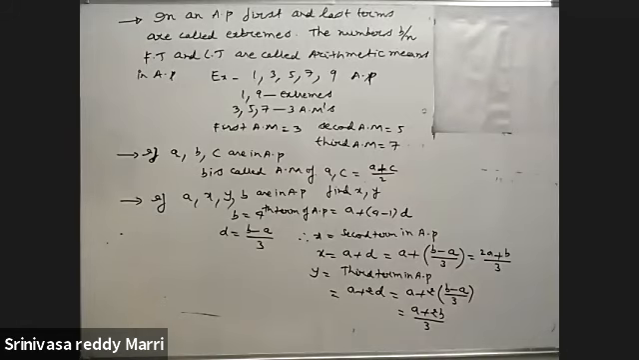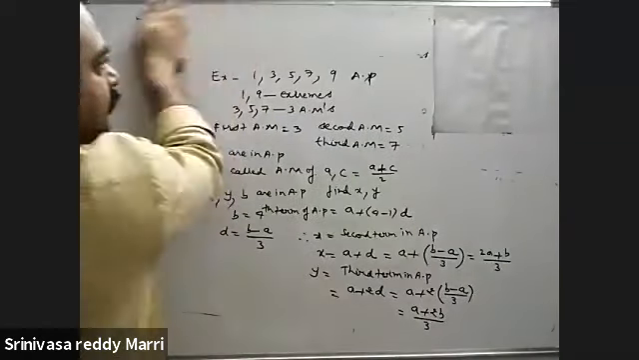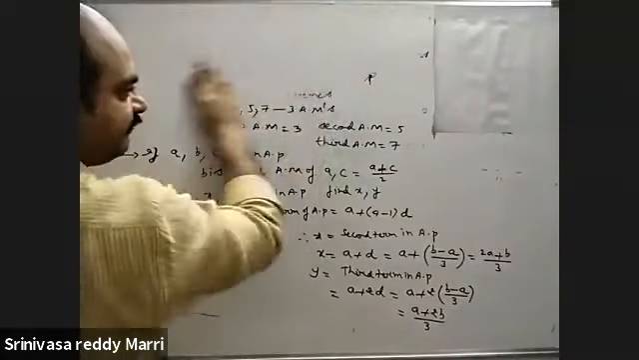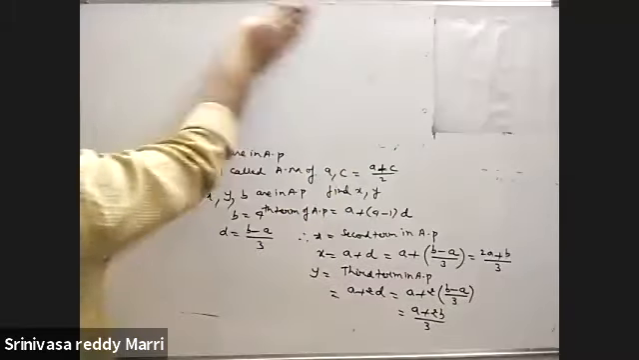They are called arithmetic means. Here two arithmetic means are there. Like that there can be many. Look at one important property of arithmetic means.